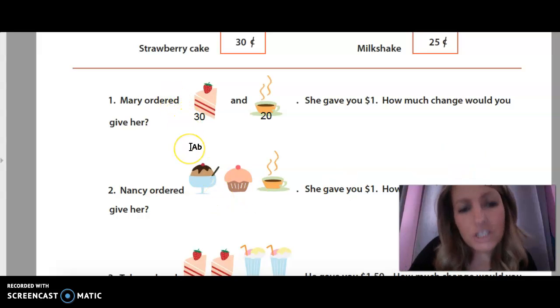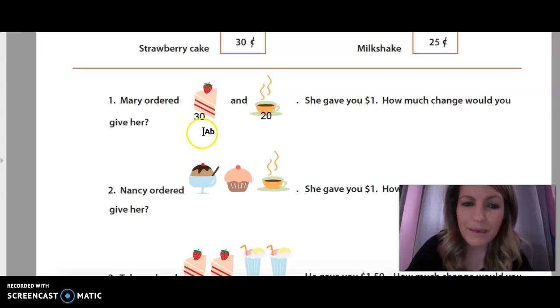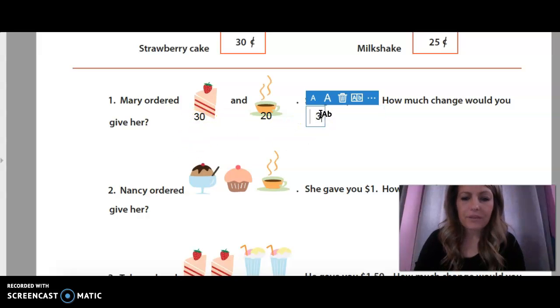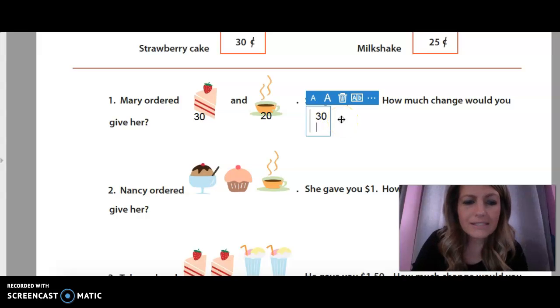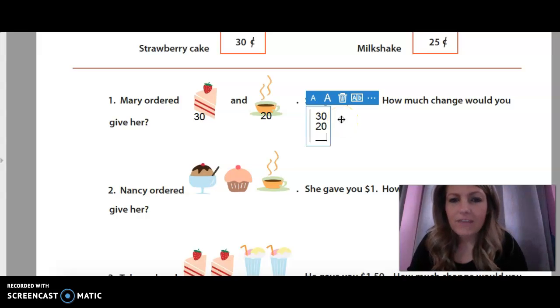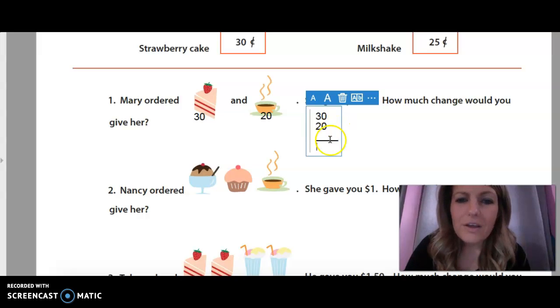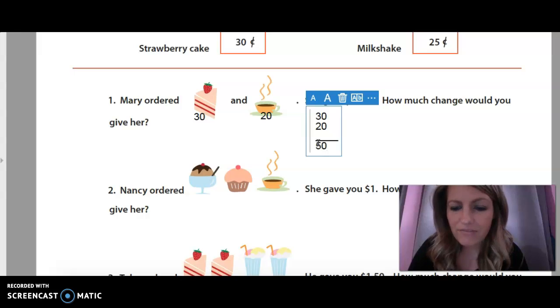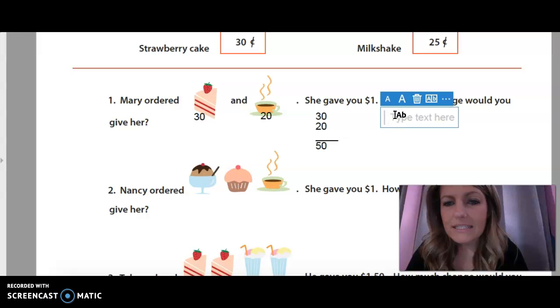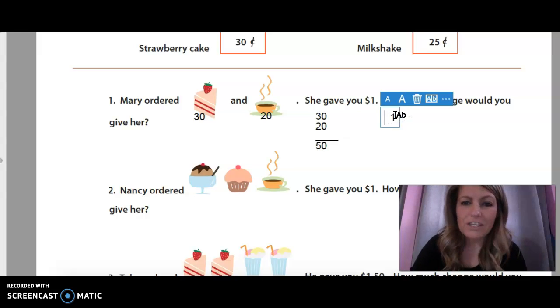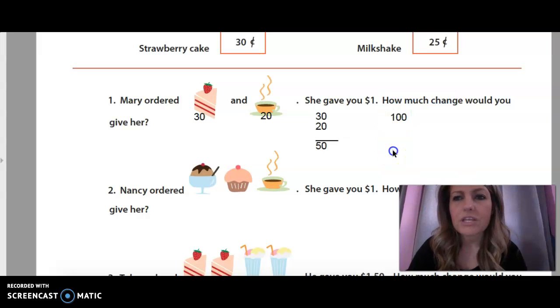Well, first you need to decide how much money she spent. She spent 30 plus 20. If we add those together, let's start with our ones first. 0 plus 0 is 0. Look at our tens. 3 plus 2 is 5. She spent 50 cents. If she spent 50 cents, but she paid with $1, how much will she get back?